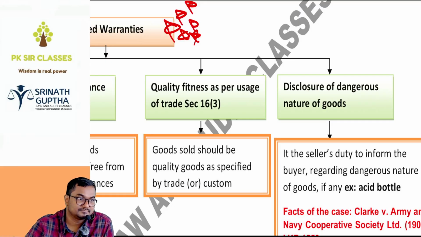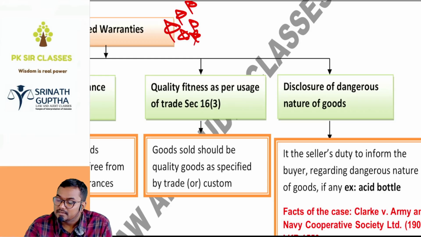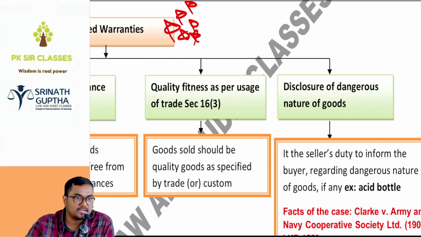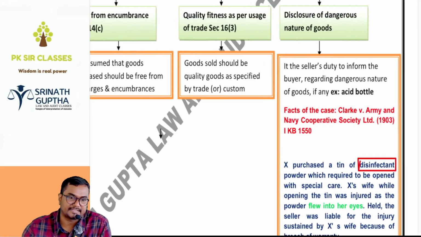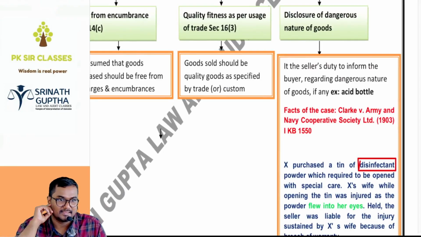Rescinding. Then, the last one, warranty to disclose the dangerous nature of the goods. It is the duty of the seller to disclose the dangerous nature of the goods on the article. For example, an acid bottle, we have to handle with care. If the seller is unable to disclose the dangerous nature of the goods on the article, there is a breach of warranty to disclose the dangerous nature of the goods.